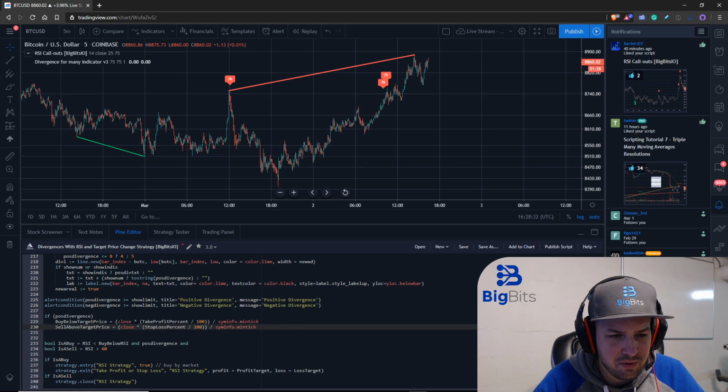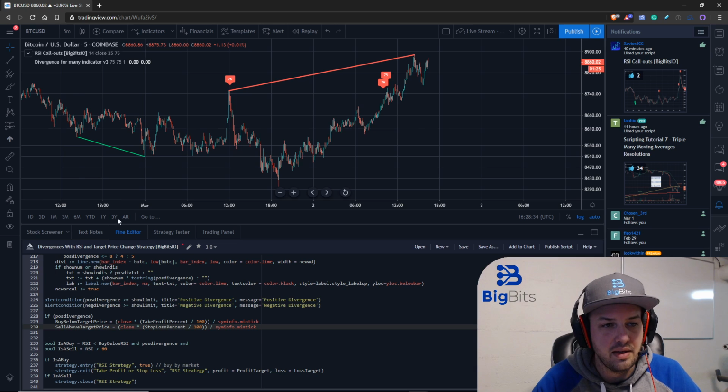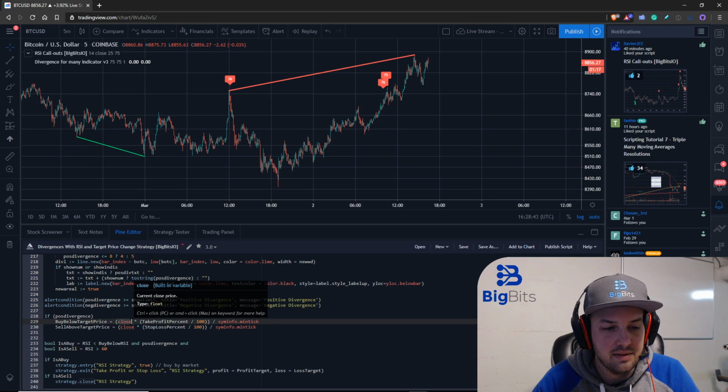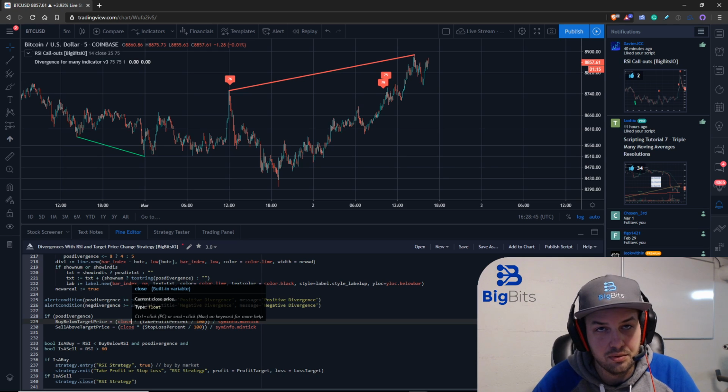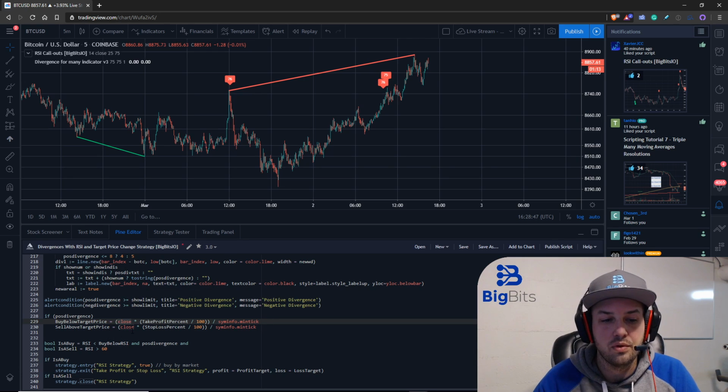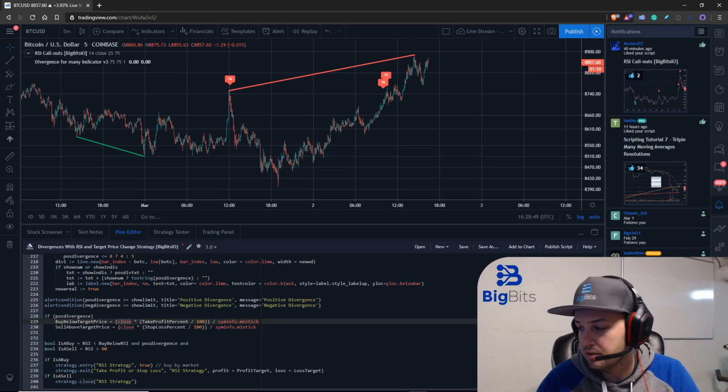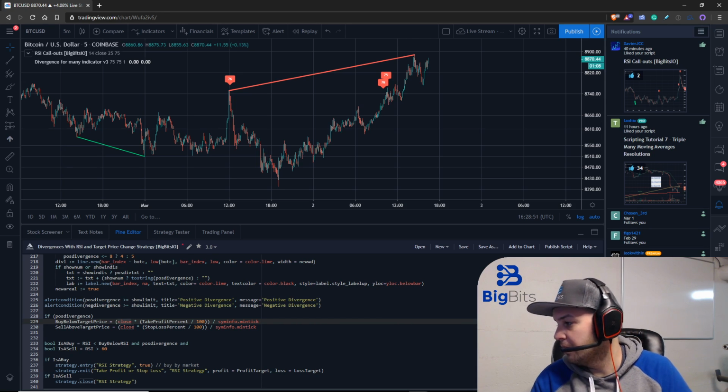And I have to go back through this code, and we have to find the starting point of the divergence, and we're going to have to base our price off of that instead of the current close, which was what we would use for setting up a take profit and a stop loss. So we're going to have to go back up here.